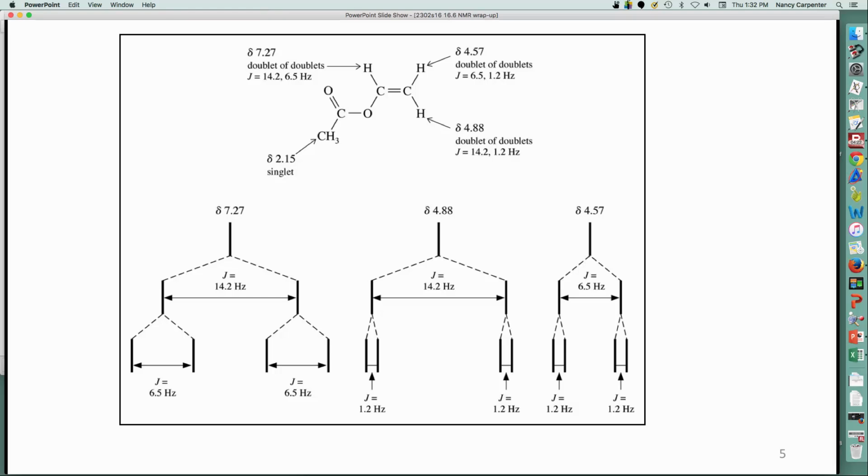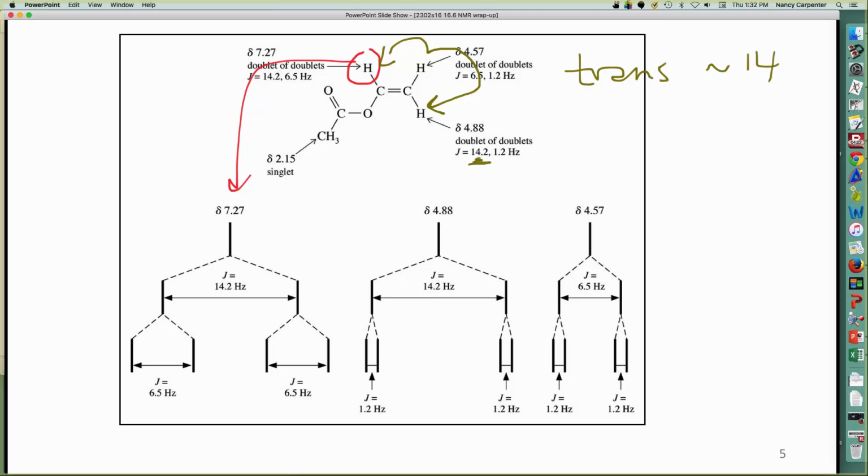So here's the quite detailed tree diagram. So if I'm looking at all 3 of these hydrogens, 1, 2, and 3, we'll start at the one at 7.27, the one that's furthest downfield first. Alright, so that's this guy right here. It is split into a doublet. These 2 couple with one another at a pretty big trans coupling. We said that was around 14 hertz, and in fact it was measured in the spectrum and it's 14.2.